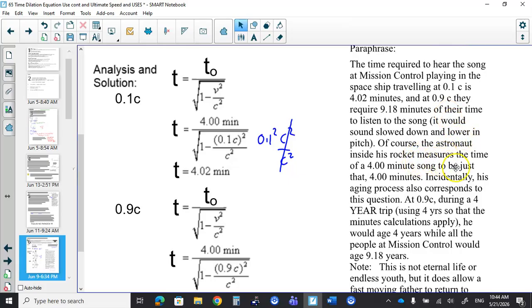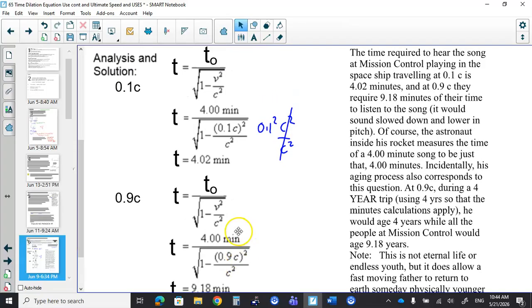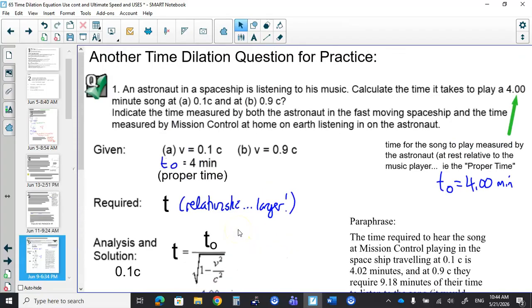The astronaut inside the rocket would measure the time to be 4 minutes because otherwise they'd know they're really moving, and no physics experiment can indicate that, right? The aging process, the person would age less too. So using the same numbers here, 4 in terms of years instead of minutes, they can do the same calculation, which would spit out the same answer, right? If they're going at 0.9c, they would age 9.18 years. They would say, oh man, the trip was almost 10 years. And people on Earth would say, oh, no, it was just 4 years.